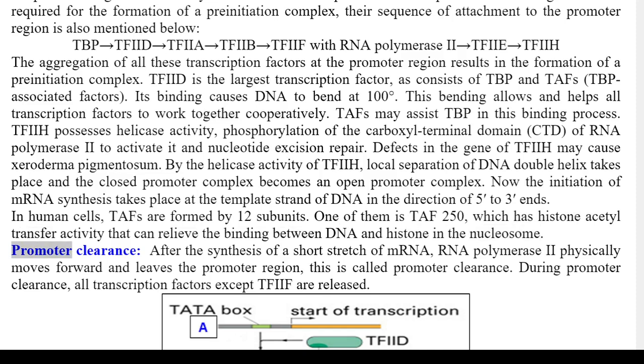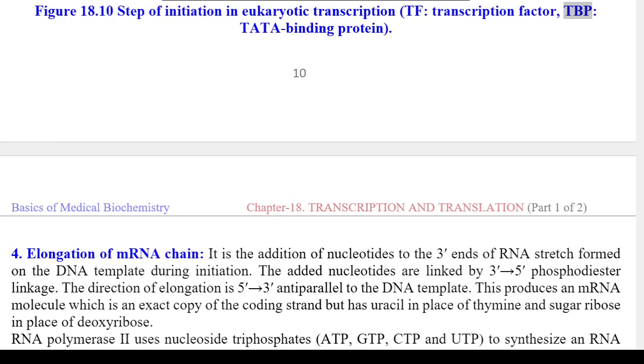Promoter clearance. After the synthesis of a short stretch of mRNA, RNA polymerase II physically moves forward and leaves the promoter region. This is called promoter clearance. During promoter clearance, all transcription factors except TFIIF are released. Figure 18.10: Steps of initiation in eukaryotic transcription. TF, transcription factor; TBP, TATA binding protein.